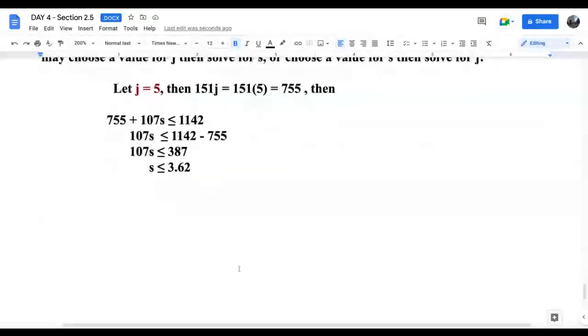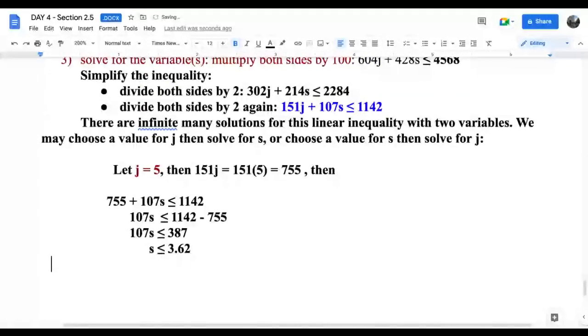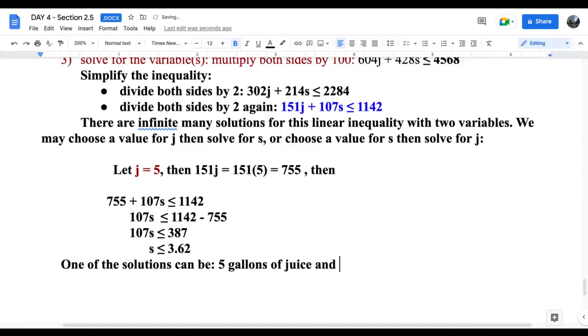All right, so this is one of the solutions. One of the solutions can be 5 gallons of juice and 3.62 gallons of soda. This is my choice because I chose j to be 5. Whatever, there are infinitely many solutions for this; you may choose another number for s or for j, okay?